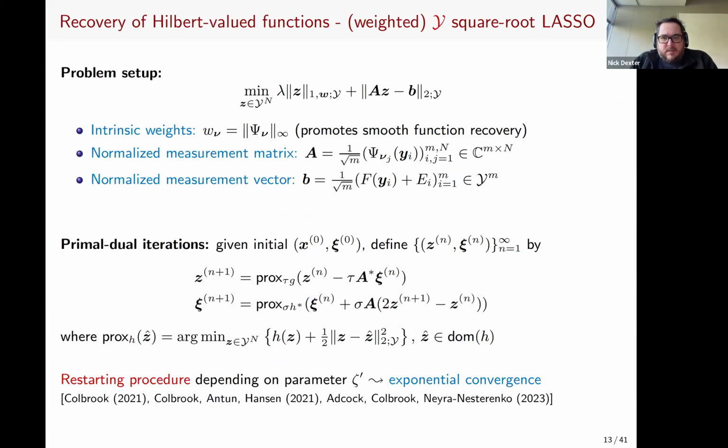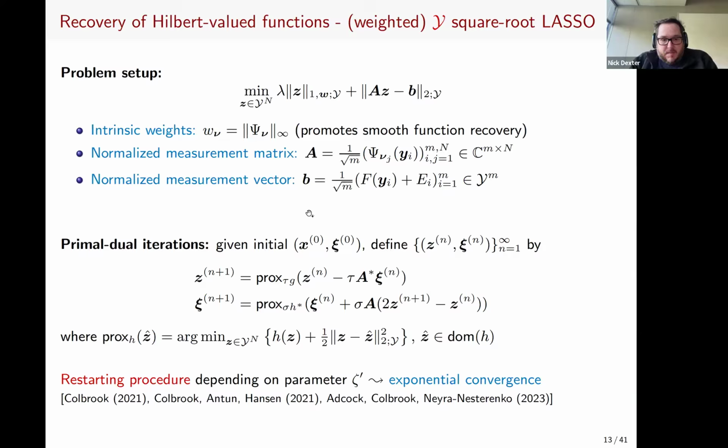The problem setup is we have this square root lasso problem weighted with the intrinsic weights, which again, I mentioned promote smooth function recovery. Then we have our normalized measurement matrix A and normalized measurement vector b, consisting of these measurements at the points y_i. Then we can derive a primal dual iteration for solving this problem. So given some initial x0 and c0, we can define a sequence of iterates z_n and c_n by, and this should be a z, I think. I'm sorry for the typo here.